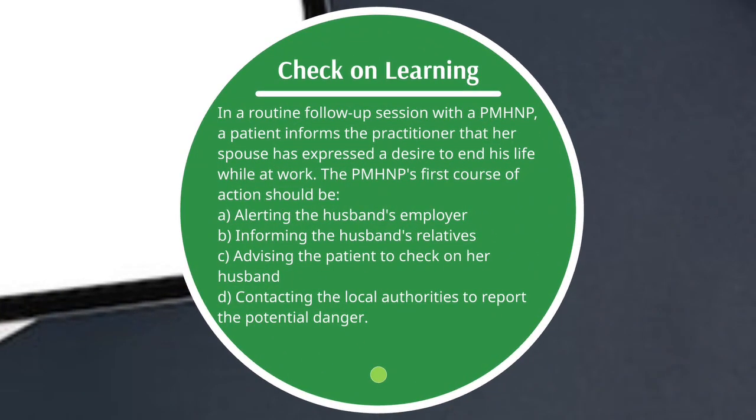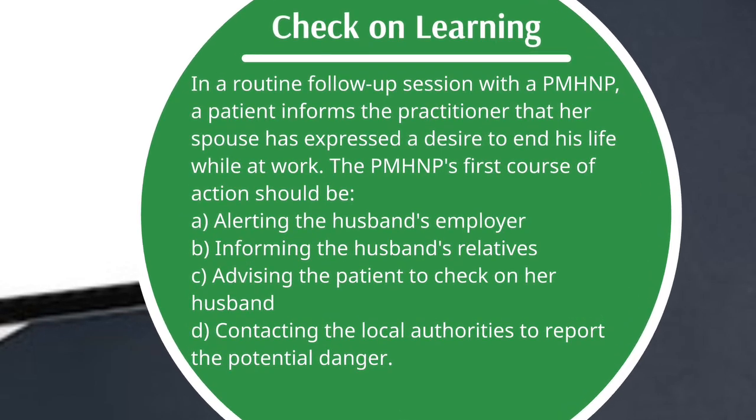Another check on learning here. In a routine follow-up session with a PMHNP, a patient informs the practitioner that her spouse has expressed a desire to end his life while at work. The PMHNP's first course of action should be: A. Alert the husband's employer. B. Informing the husband's relative. C. Advising the patient to check with her husband. Or D. Contacting the local authorities to report the potential dangers.